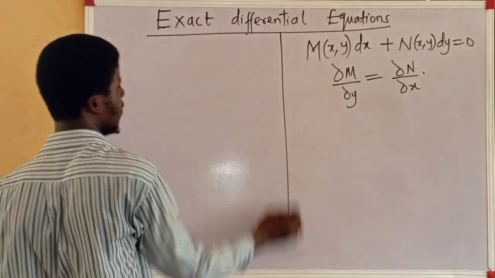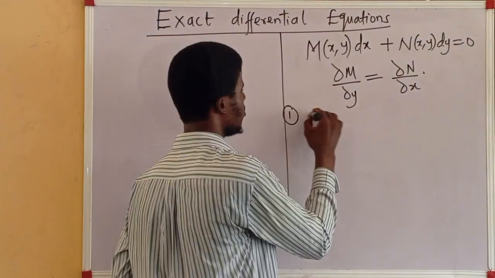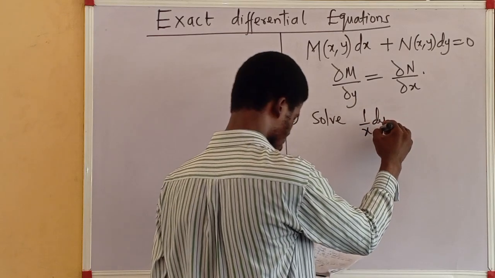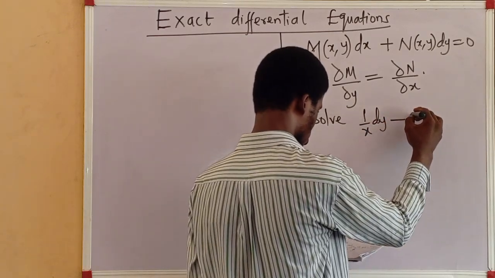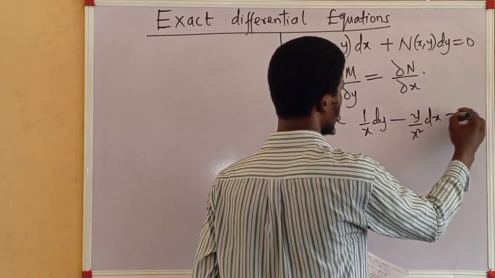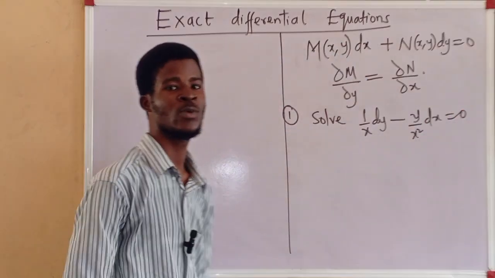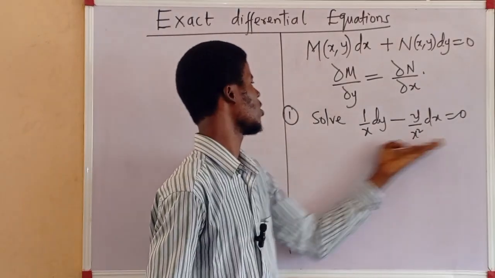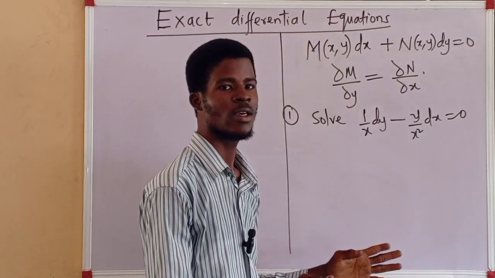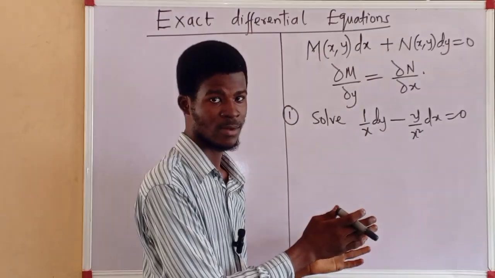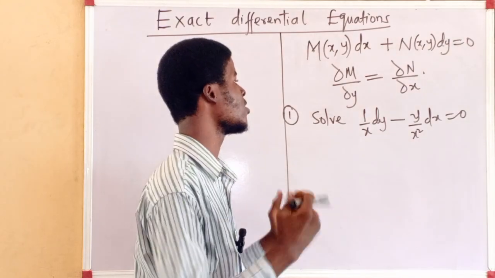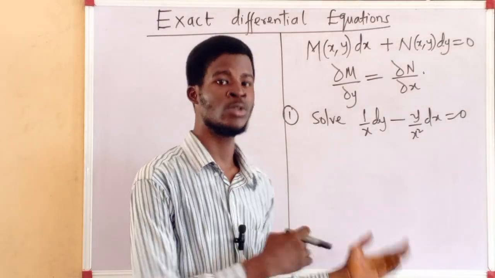The first equation I have here says solve (1/x) dy minus (y/x squared) dx equal to 0. This is the differential equation. This equation is in this form. So let us check if it is exact. If it is not exact, then there is no need to proceed. But if it's exact, then we'll go ahead to determine the general solution.